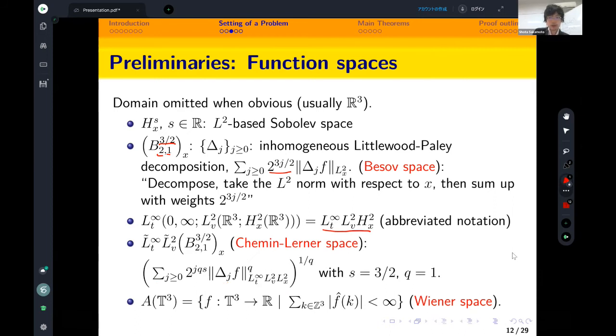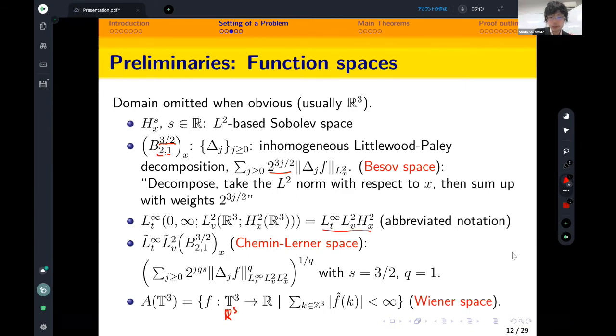And the Wiener space for the torus case. The definition of this space is not so difficult because it says the Fourier coefficients are absolutely summable. So I believe it's not difficult. And we can think of an analog for the R3 case.